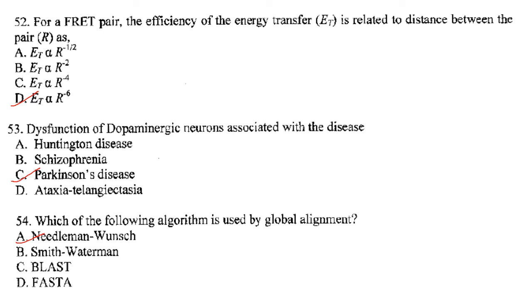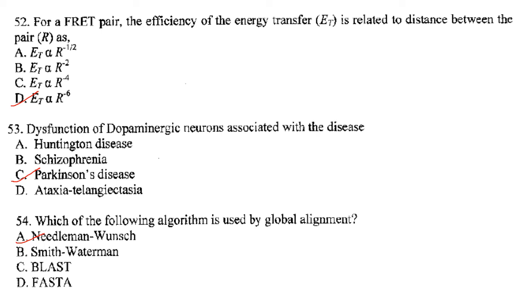Then next one. For a FRET pair, the efficiency of the energy transfer is related to the distance between the pair as. So ET is proportional to R raised to minus 6. That is the answer, option D. Then next one. Dysfunction of dopaminergic neurons associated with the disease. It is Parkinson's disease. Answer is option C. Then which of the following algorithm is used by global alignment? So for global alignment, it is Needleman and Wunsch, and Smith-Waterman algorithm is for local alignment.